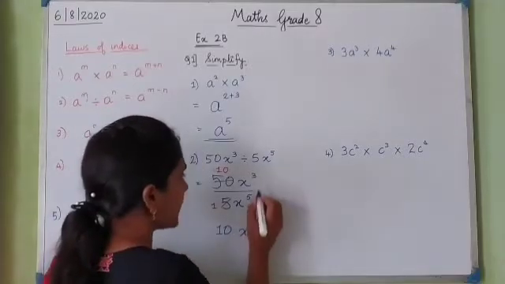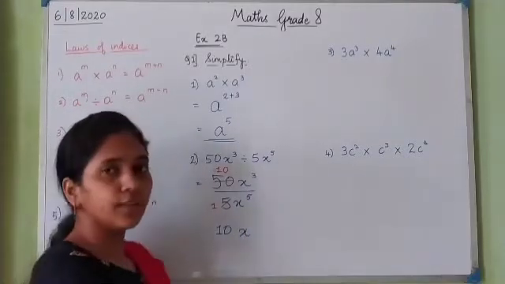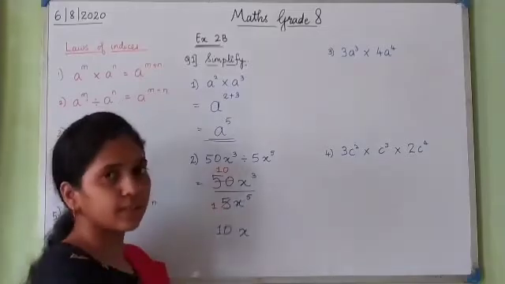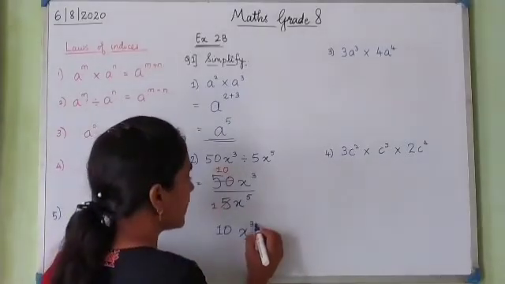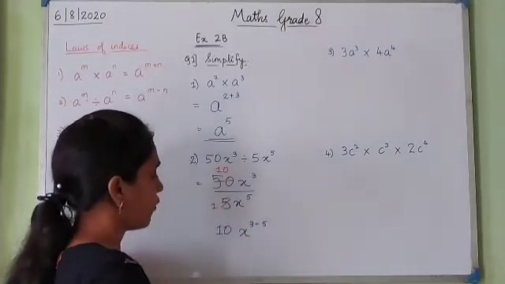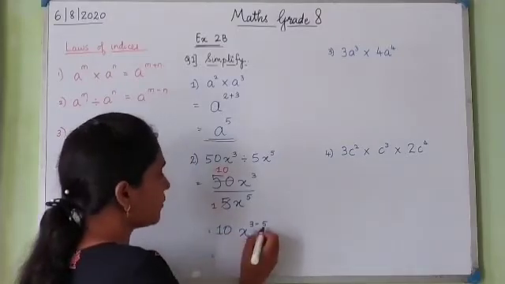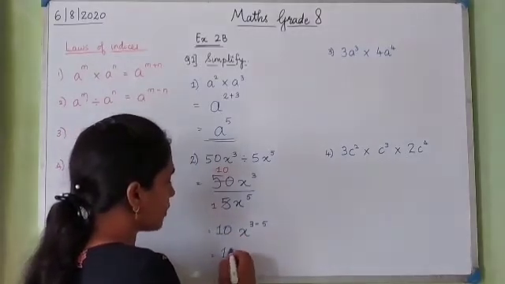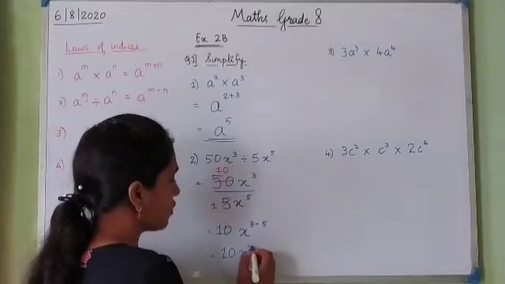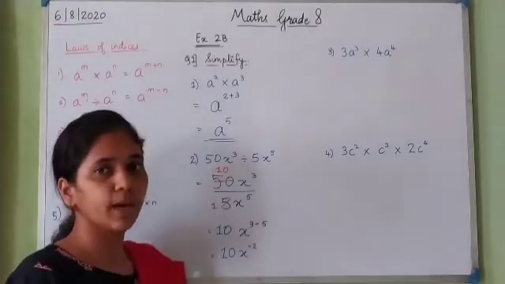So what we write is x raised to the power in the numerator minus the power in the denominator. So we write this as 3 minus 5. Okay, now what is 3 minus 5? It is minus 2, right? So 10x raised to negative of 2. This will be minus 2.